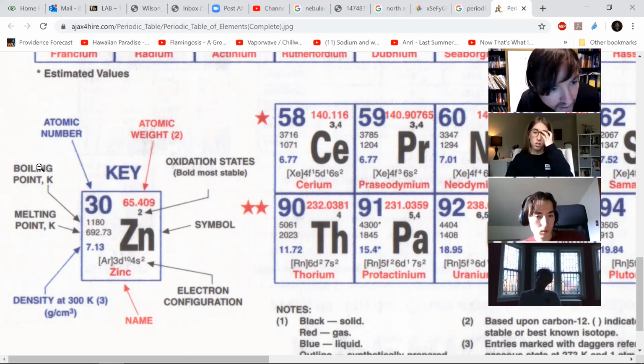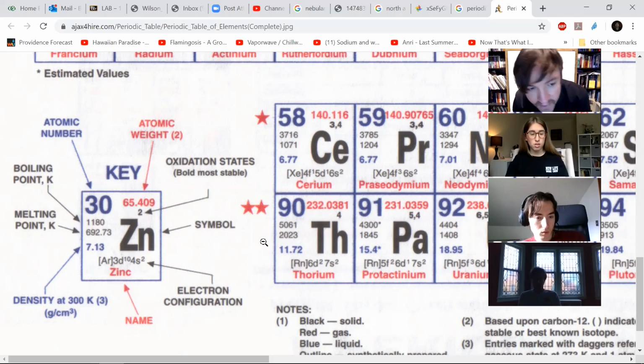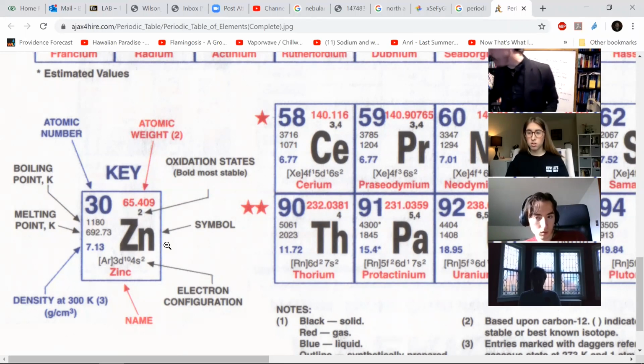It also has their melting point and their boiling point in Kelvin, and their density at 300 Kelvin. You'll notice the density of zinc is 7.13 grams per cubic centimeter. Now, in the MKS system of units, densities would probably be measured in kilograms per cubic meter. But there's an obvious reason why we do not prefer MKS units when measuring densities.